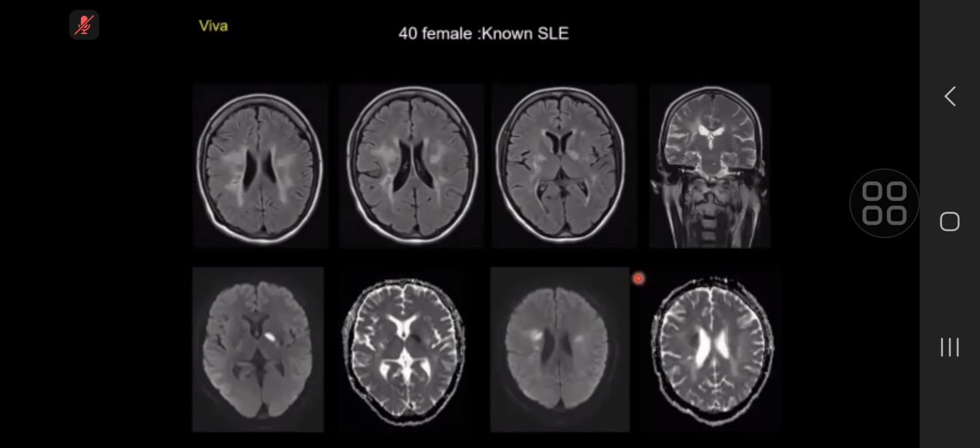Okay, the bilateral periventricular white matter hyperintensities on the FLAIR images. On the DWI images, there is a focus of restriction diffusion in the posterior limb of the internal capsule, as well as high up in the corona radiata. My first differential would be a vascular pathology. Infarcts in SLE, infarcts in SLE are common, I think.